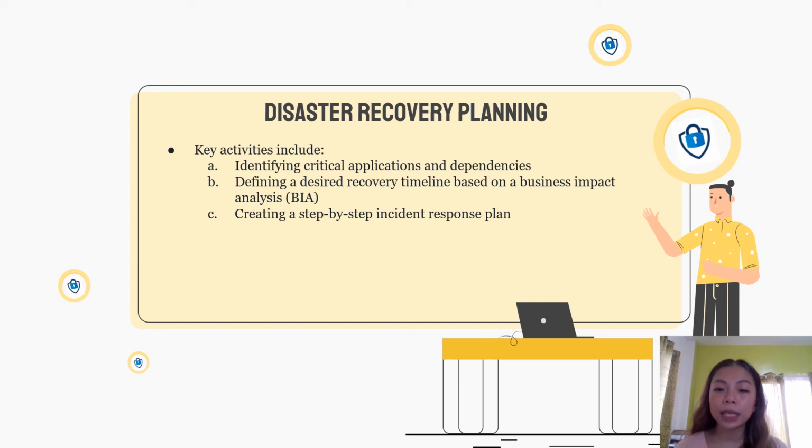The key activities in DRP include identifying critical applications and dependencies, defining a desired recovery timeline based on BIA, and creating a step-by-step incident response plan.